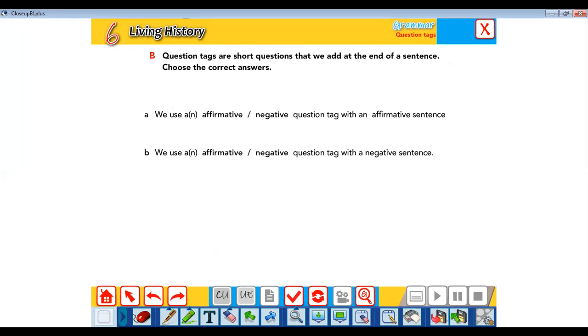The next one, exercise B. This is the rule. We use a negative question tag with an affirmative sentence, and we use an affirmative question tag with a negative sentence. This is the rule.